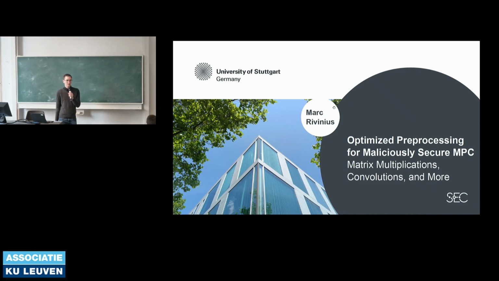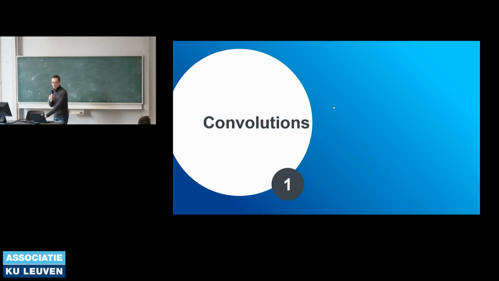My talk is about preprocessing for MPC, more specifically maliciously secure MPC, and also then focus on preprocessing for matrix multiplications and convolutions. So that's why I first want to start with a quick recap of what kind of convolutions we mean here.